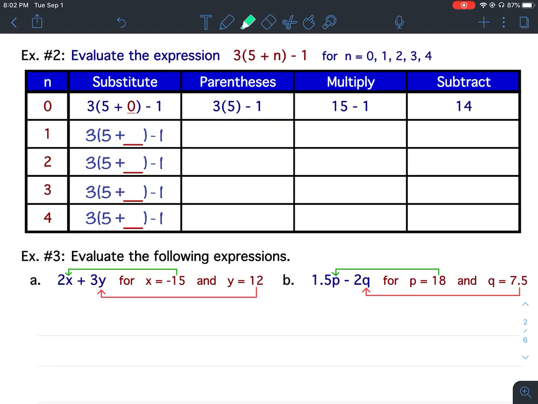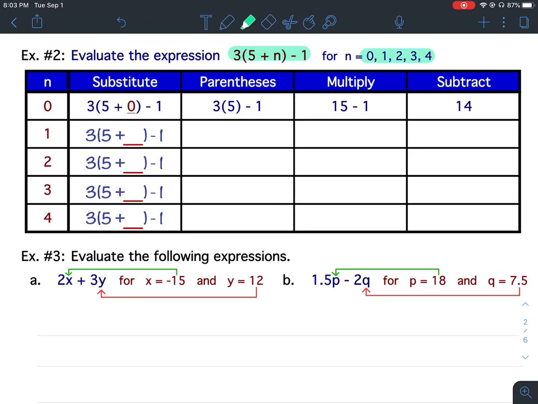Evaluating expressions, lesson B notes, example number 2. We're going to evaluate the expression 3 times the quantity 5 plus n minus 1. And we're going to evaluate it for n equals 0, 1, 2, 3, and 4. So again, I'm going to take this expression right here, and I'm going to evaluate it at these values right here.